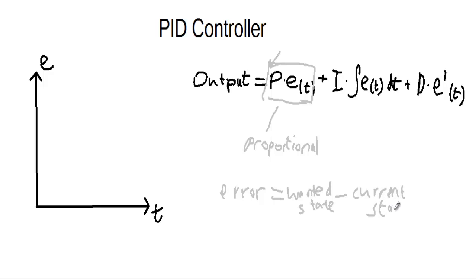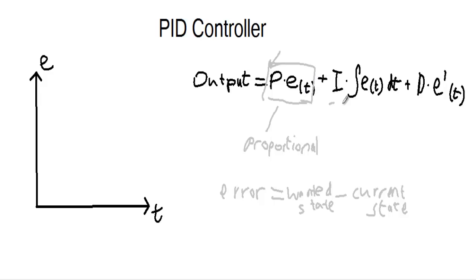Let's take an example. If I'm at 30 degrees and I want to get to 90 degrees, the error is 60 degrees. So this is the error, and it is changing through time. This is why the symbol here is E, error as a function of time.